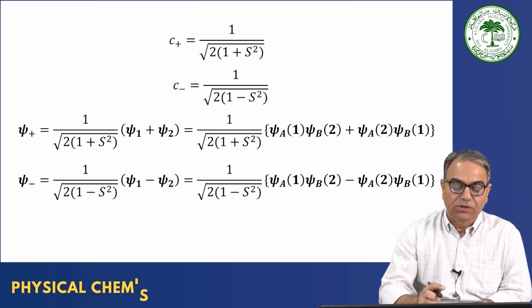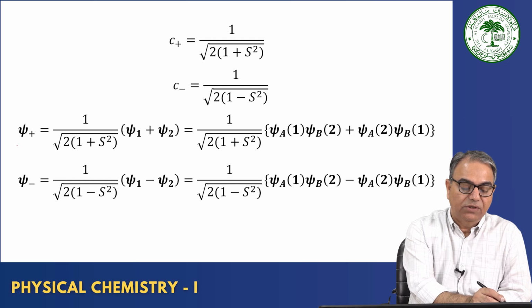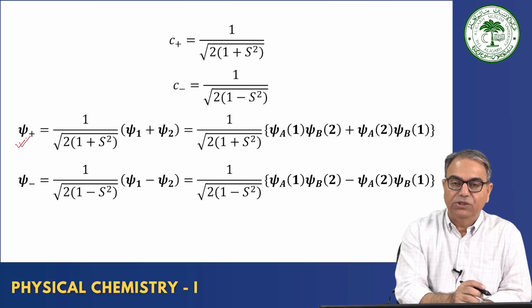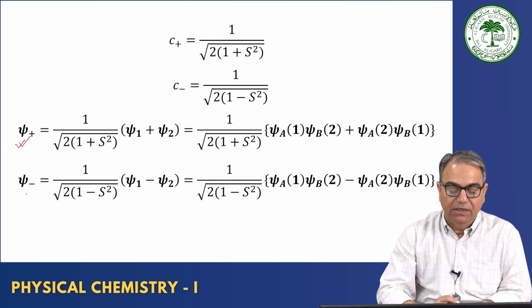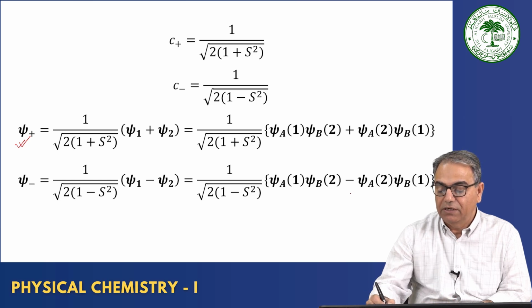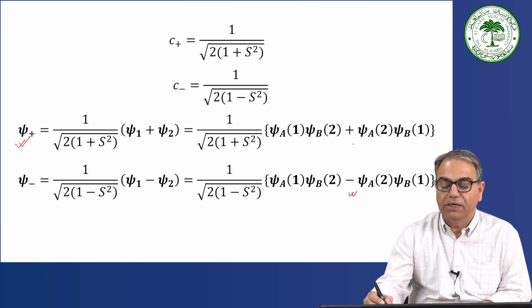If you put these values, then your two functions, one for the bonding which corresponds to the energy of 305 kilojoule is this one, upper one, psi plus, and one which does not have a minima is psi minus, the lower one. Okay, so the two functions, Heitler-London wave functions, normalized functions, could be written like this one: 1 over root under 2(1 plus S square) [psi a1 psi b2 plus psi a2 psi b1], and another is 1 over root 2(1 minus S square) [psi a1 psi b2 minus psi a2 psi b1]. So both these functions, eigenfunctions, we got.